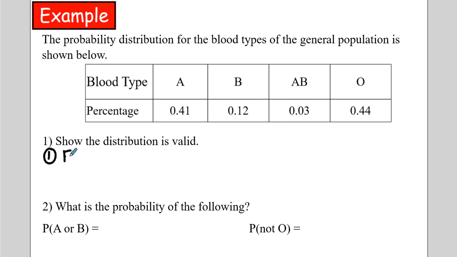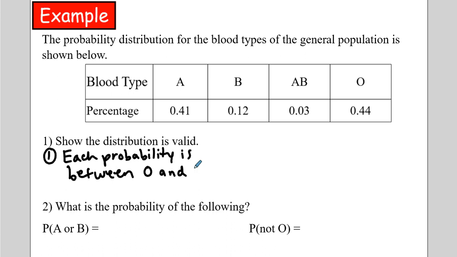I would say yes. Each probability is between 0 and 1. So that's checked. The second thing I need to do is make sure they add up to 100%. So 41% plus 12% plus 3% plus 44% totals to be 100%.